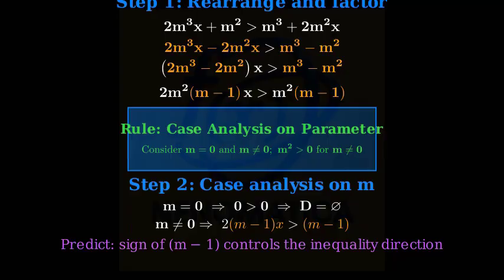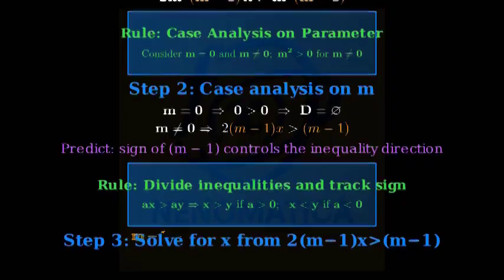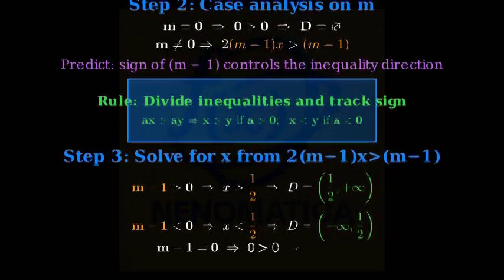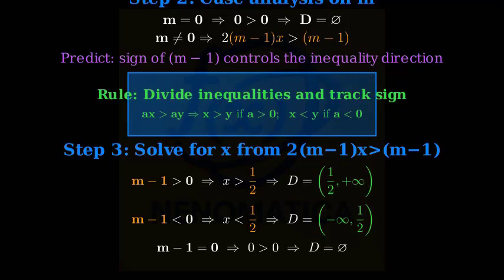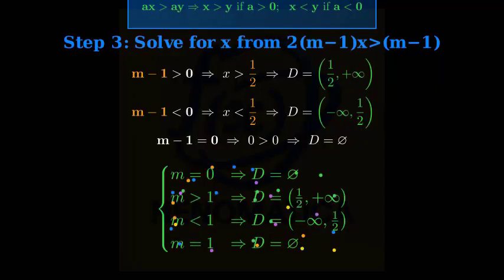Step 3. Solve for x depending on the sign of m minus 1. If m minus 1 is positive, we divide by a positive number and keep the inequality direction. If m minus 1 is negative, we divide by a negative number and flip the inequality direction. If m equals 1, the inequality reduces to 0 greater than 0, which is false. We can summarize the complete solution set as follows.